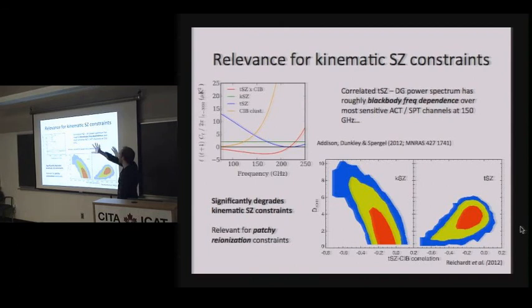So basically, if you take a slice through zero here, this is the size of the kinematic Sunyaev-Zeldovich constraint in units of power from SPT. If you allow freedom in the correlation between the thermal Sunyaev-Zeldovich effect from clusters and the dusty galaxies, these contours just explode. And no one really thought this would be an issue before a year or two ago, and then SPT realized this frequency dependence is really a nuisance.